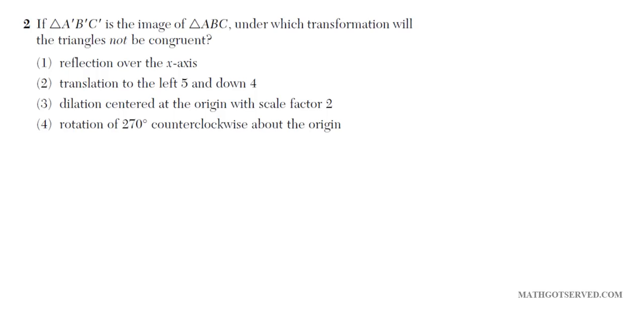All right, let's take a look at problem number 2. It says if triangle A prime, B prime, C prime is the image of triangle ABC, under which transformation will the triangles not be congruent? So anytime you're thinking about congruency with transformation, the first word that should come to your mind is isometry. Okay?